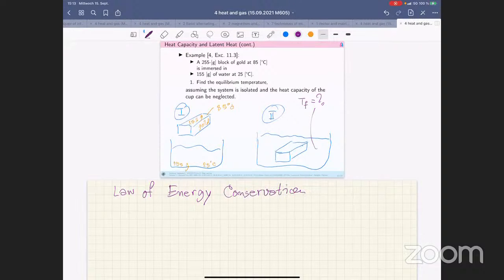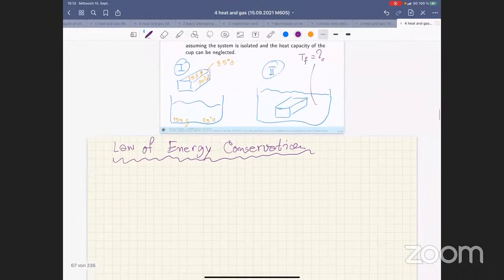Law of energy conservation, right? Like that. Okay, and we would go ahead by writing the summation of the Q remaining zero, right? It's going to be Q gold plus Q water equals zero, right?